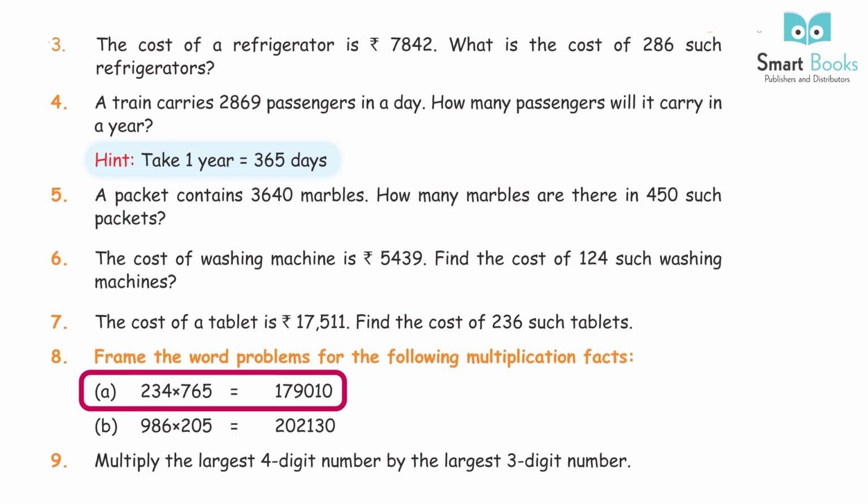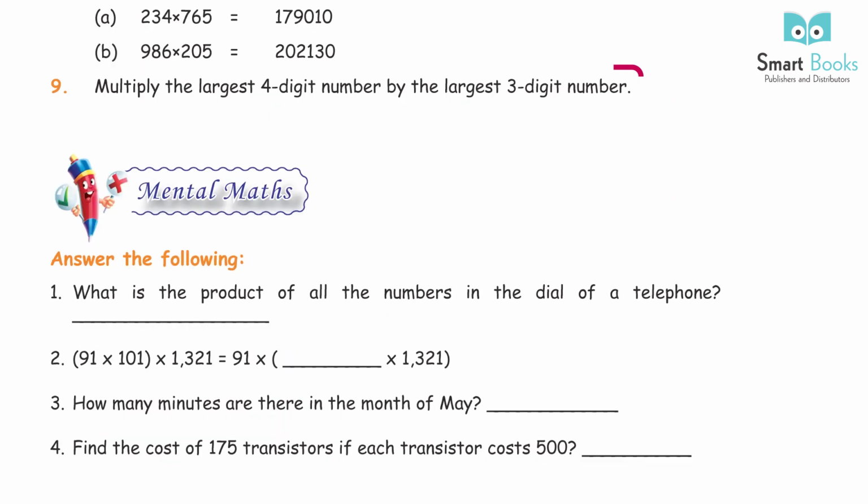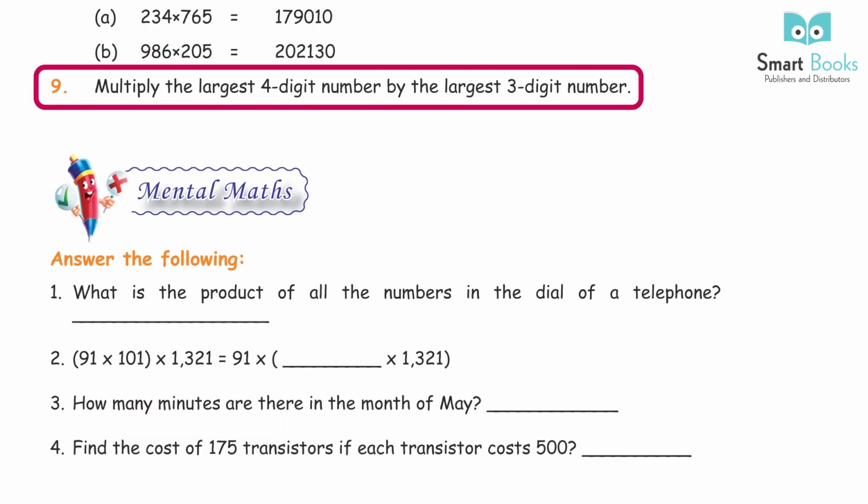Question 8. Frame the word problems for the following multiplication facts. A. 234 into 765 is equal to 1,79,010. B. 986 into 205 is equal to 2,02,139. Multiply the largest 4-digit number by the largest 3-digit number.